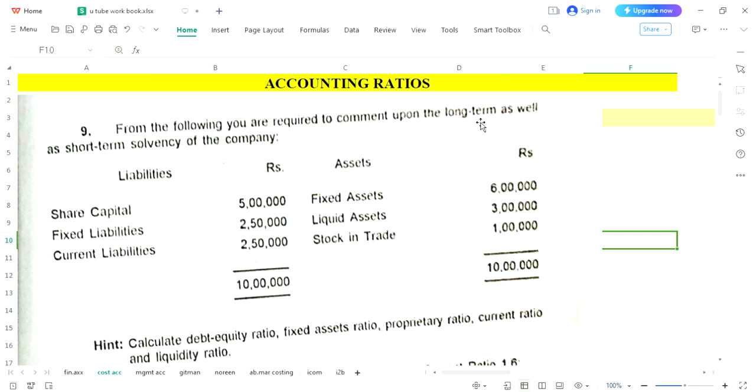Secondly, we are asked to calculate long term as well as short term solvency. Please underline this word, solvency ratio. For short term, you need to calculate current ratio and liquid ratio. For long term, you need to calculate debt equity and fixed ratio. Although this hint is available here, in the examination you will not be given this hint. So please remember, in short term solvency, current ratio and liquid ratio. In long term, you need to calculate debt equity and fixed ratio.